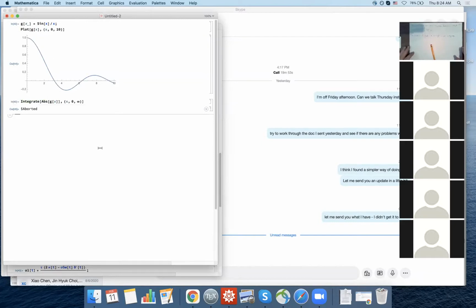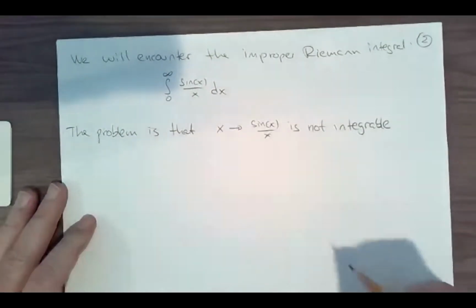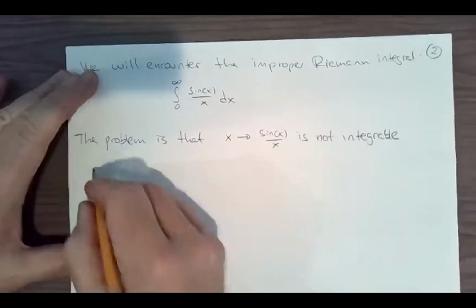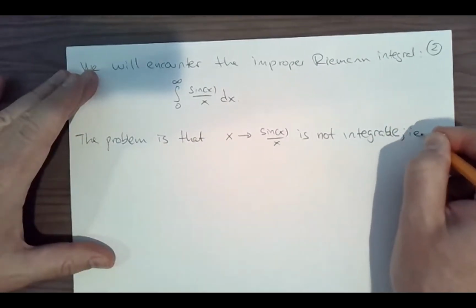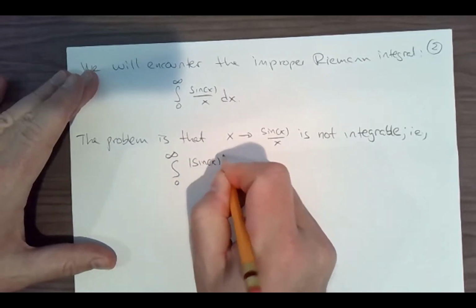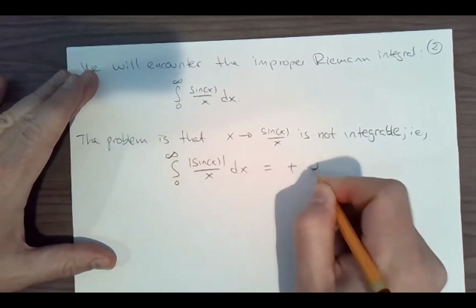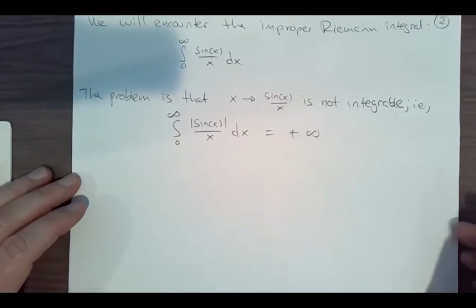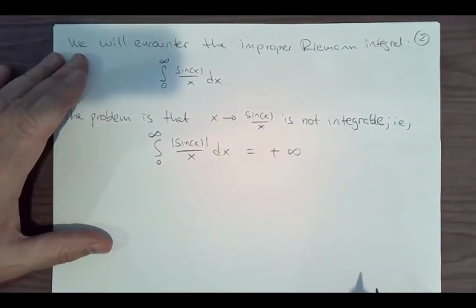So let's do it on a piece of paper. If I instead integrate g of x without the absolute value, you get pi over 2. Let me show you why, when you integrate the absolute value, it is not integrable. What does it mean to be not integrable? The integral from 0 to infinity of the absolute value of sine x over x dx is plus infinity. That's what it means to be not integrable.